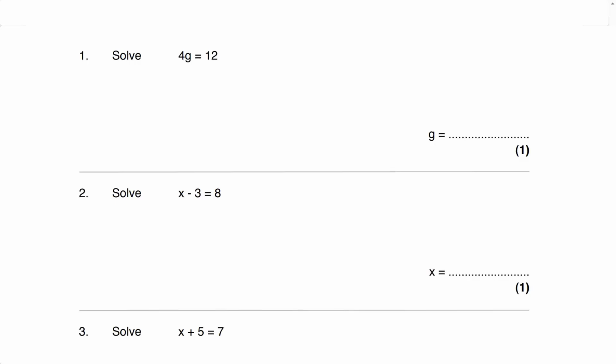So question number 1, we want to solve the equation 4g equals 12. Now, to get g, you have to divide both sides by 4. So you have 12 divided by 4, and the answer is 3.